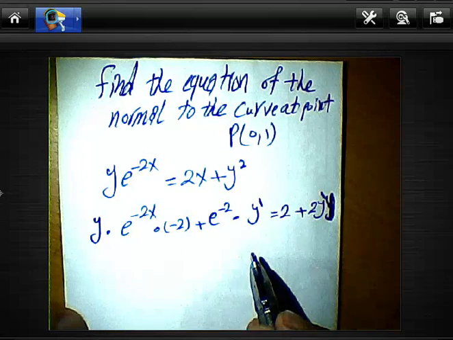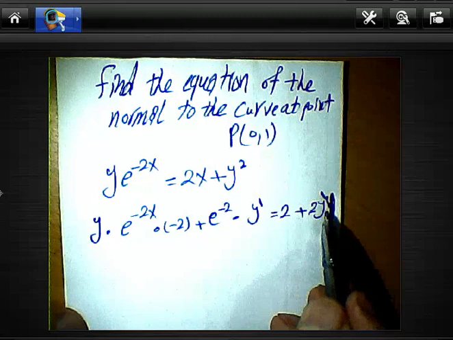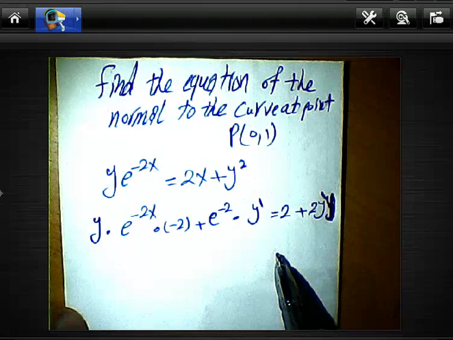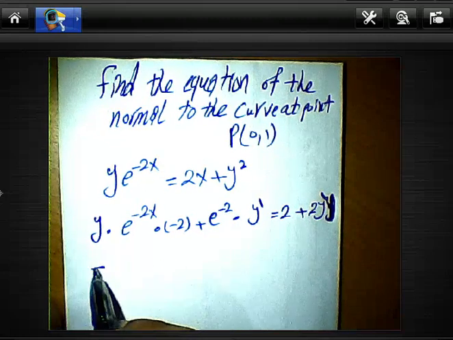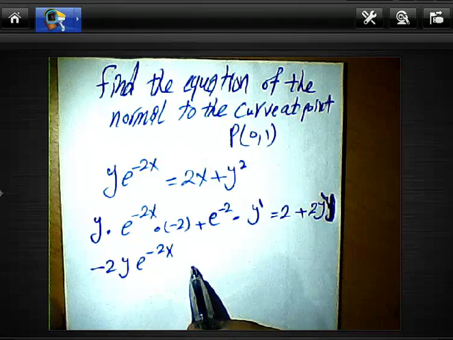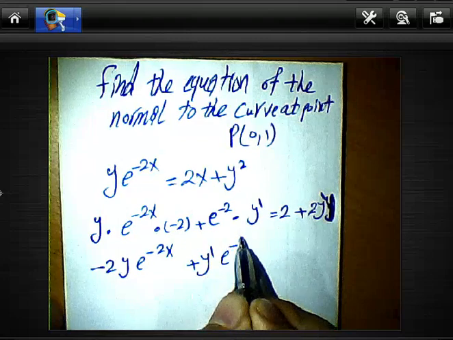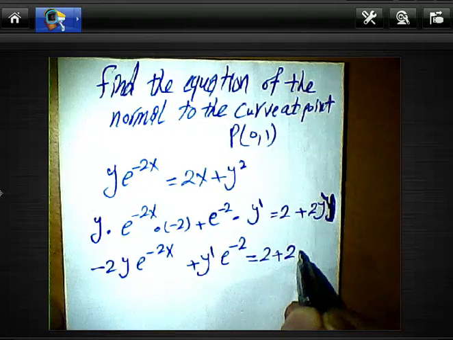We can complete it here. It means 2y dash y or 2y y dash, as you like. So we can complete it. Write it here: negative 2y e power negative 2x plus y dash e power negative 2x equals 2 plus 2y y dash.